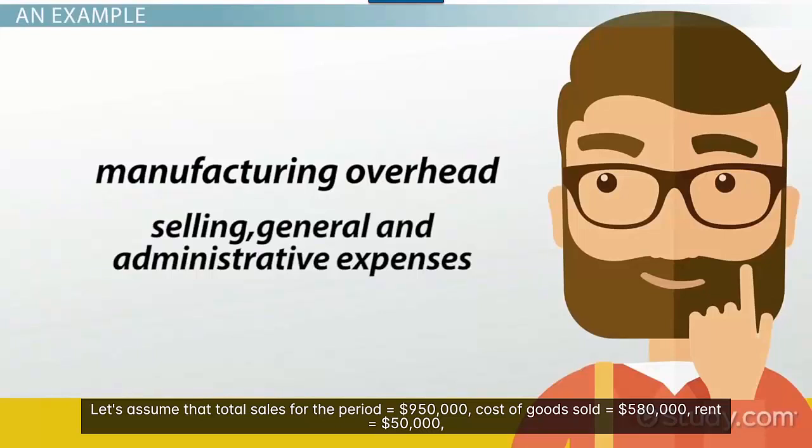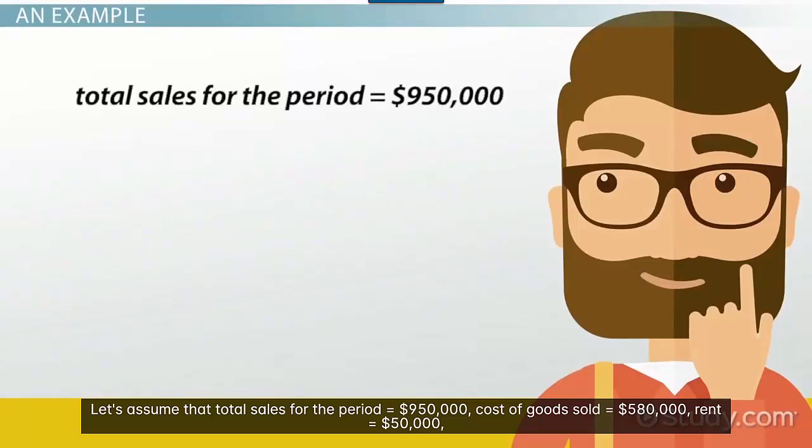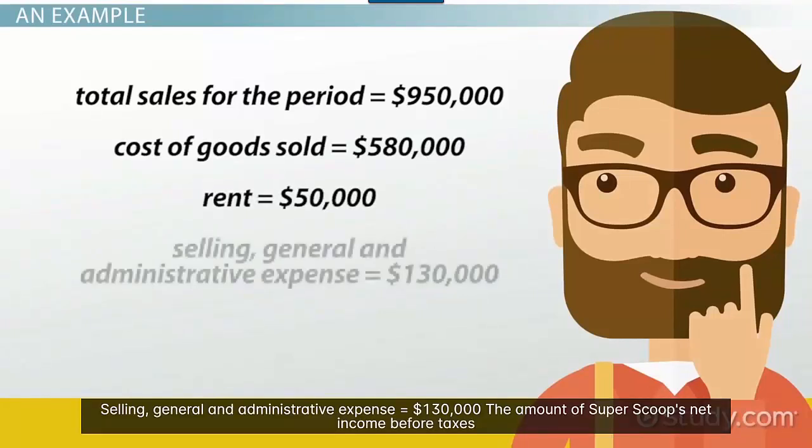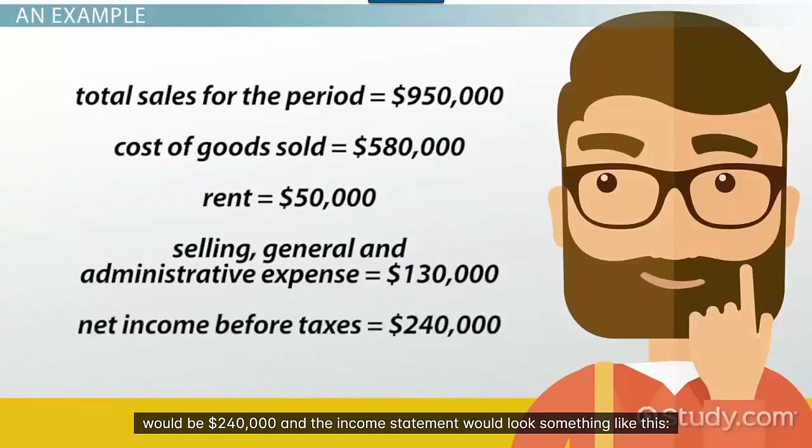Let's assume that total sales for the period equals $950,000, cost of goods sold equals $580,000, rent equals $50,000, selling, general, and administrative expense equals $130,000. The amount of Super Scoop's net income before taxes would be $240,000, and the income statement would look something like this.